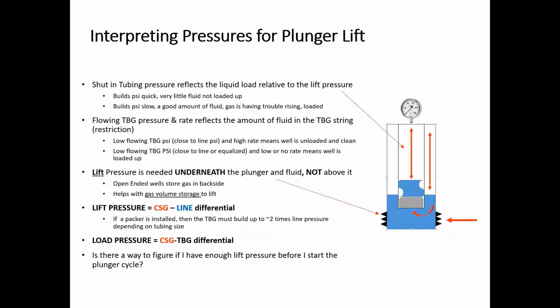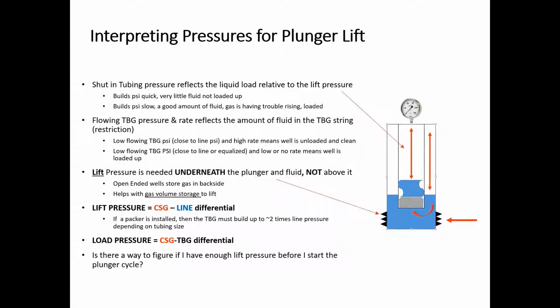So the casing is used as a storage vessel. By having an open-ended well, gas rises and is stored on the backside. You store gas volume, which helps the expansion or rate while flowing. Your tubing pressure tells you the load pressure of the well's tubing string.